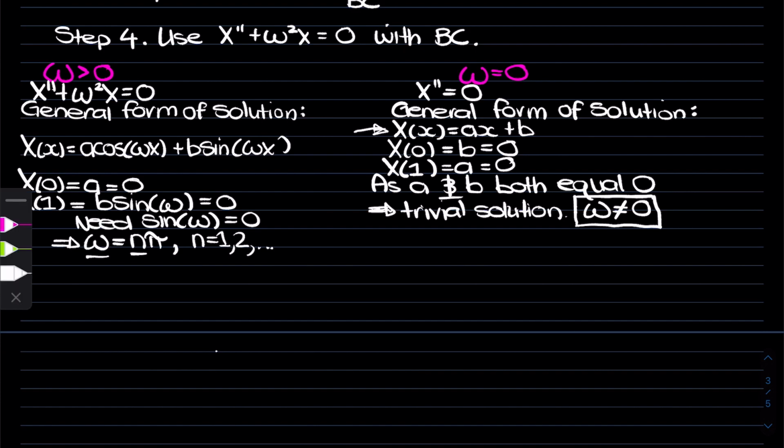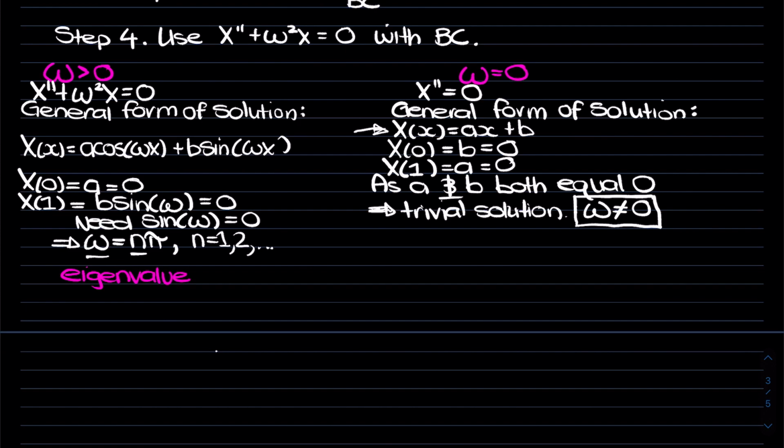So this is what is called the eigenvalue here. Our lambda is our eigenvalue. And this is just the value that lambda takes when we get something other than the trivial solution. So we get an interesting solution.